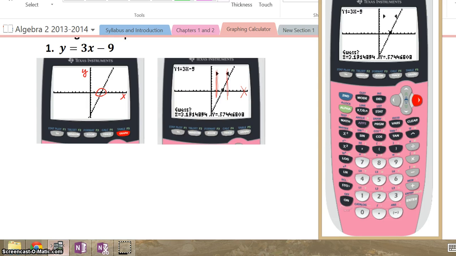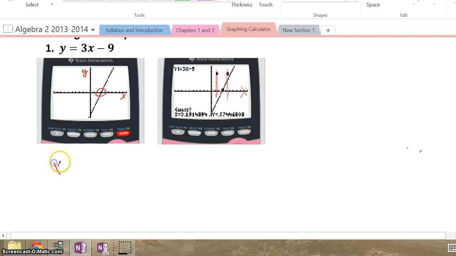Okay, if they are, you should be down with your cursor on top of the x-intercept, and now it says guess, and so you're going to press enter. And it gives you the 0, and it says x is 3, y is 0. So what we found there was our x-intercept. So the x-intercept is the point 3, 0.